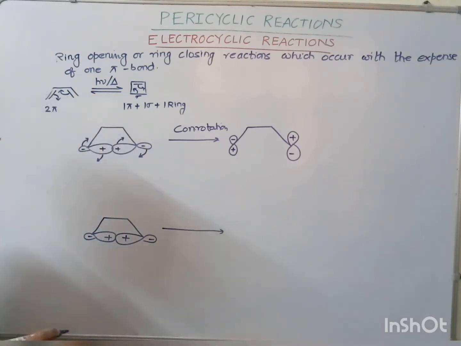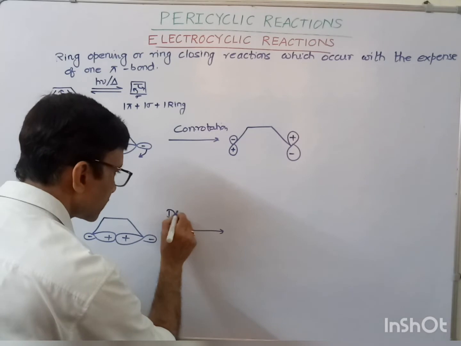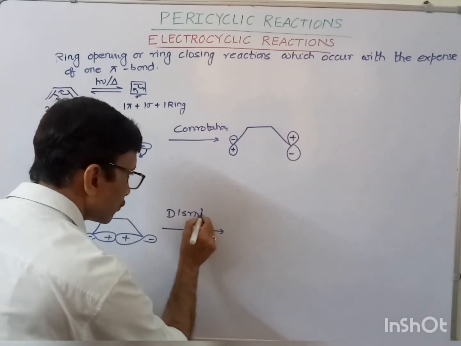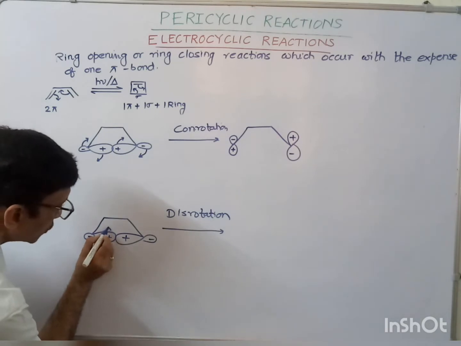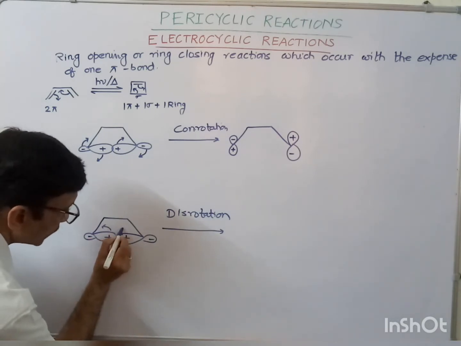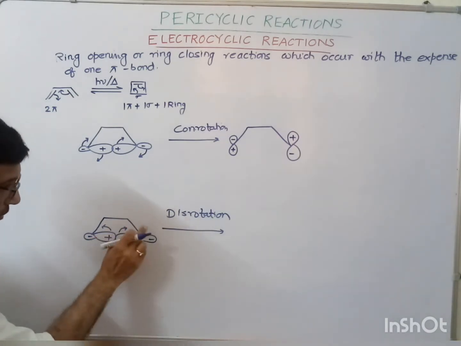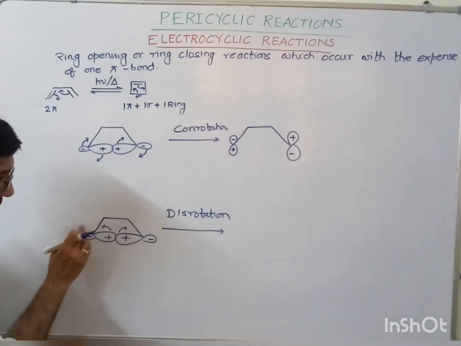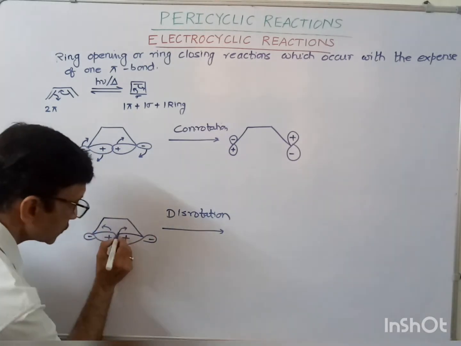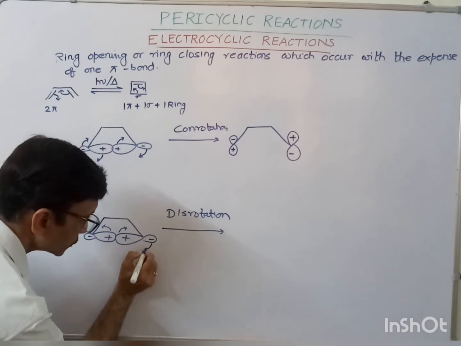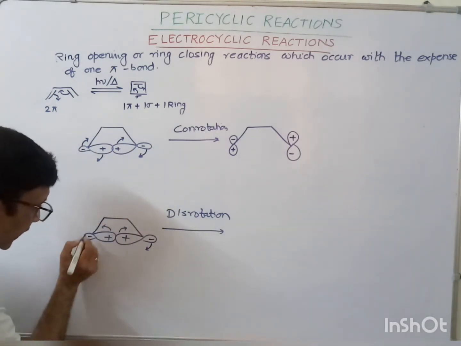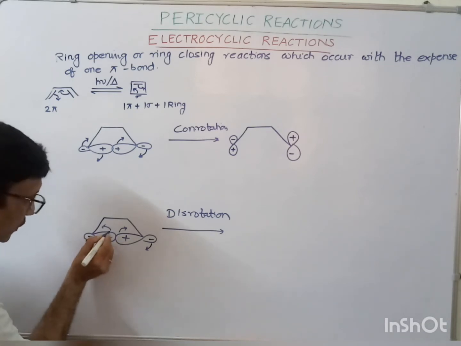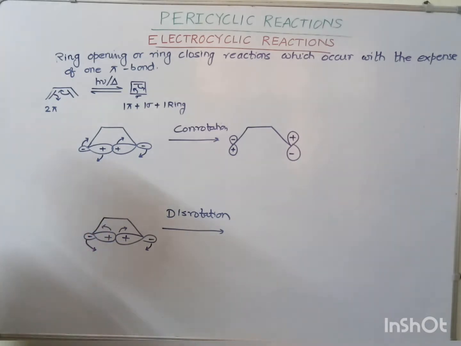So if the disrotation of orbitals takes place, that is, if they rotate in different directions, it means the bond opens in this way. One is moving clockwise, another is moving anti-clockwise. So if this is going up, then this lobe will come down. This is in a clockwise manner, and this is in an anti-clockwise manner. This will go up, this is going down.